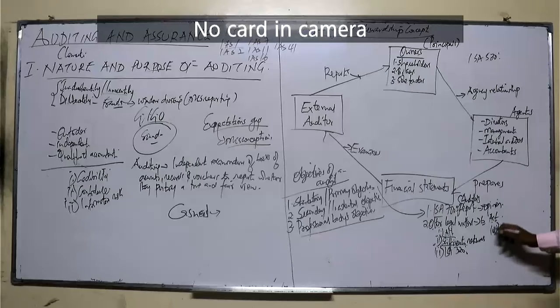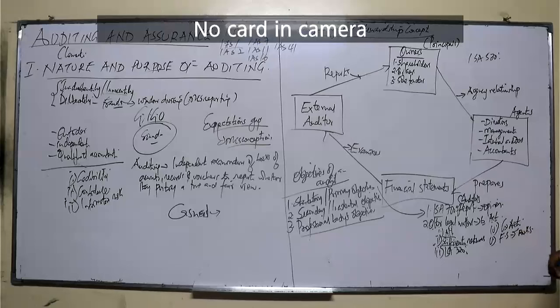Roman number four, we report whether the books of accounts have been prepared as per the requirements of the Companies Act in the manner so required. Have the books of accounts been prepared as per the guidelines of the Companies Act in the manner so required? Roman number five, we report whether the financial statements are in agreement with the books of accounts.